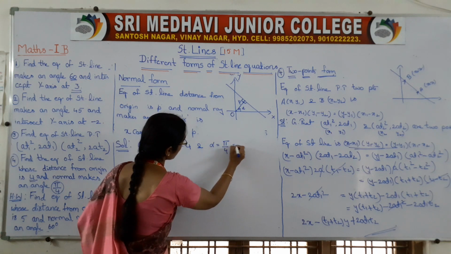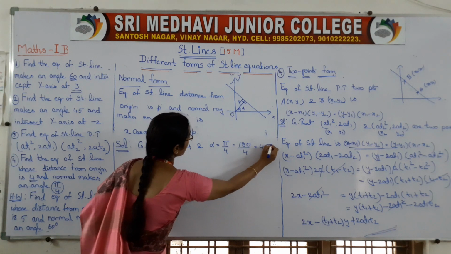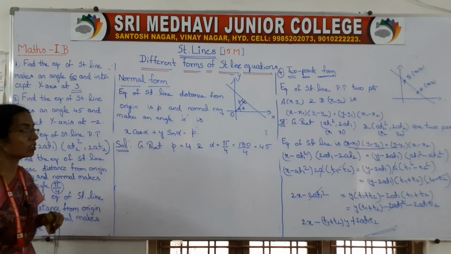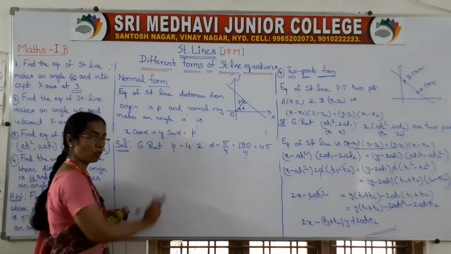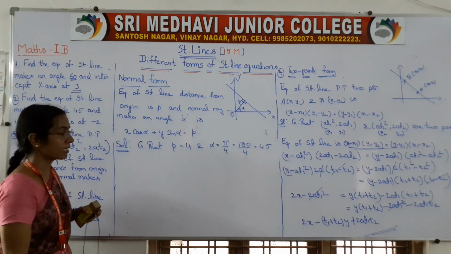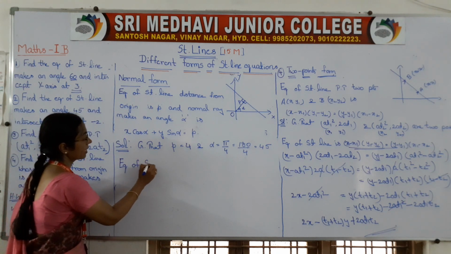Pi by 4 means 180 by 4, which is equal to 45 degrees. So we have to find that line equation whose distance from origin is 4 and whose normal makes an angle pi by 4 with the x-axis. So the equation of the straight line is, what is the formula?